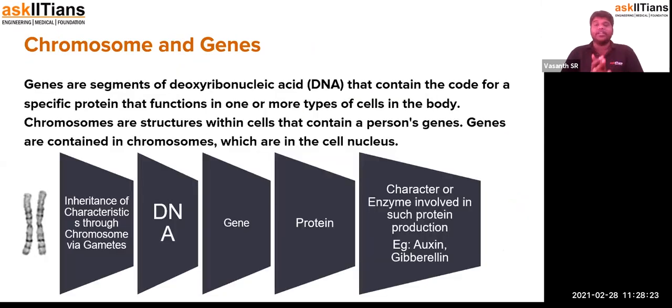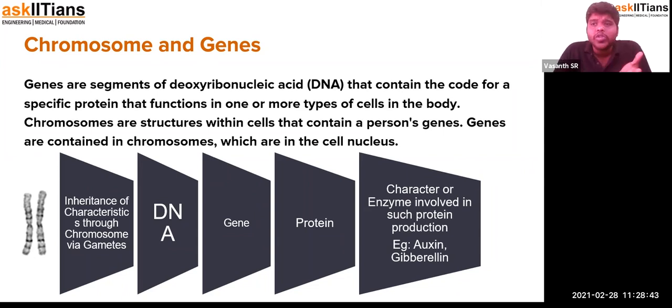So next part is we're going to study about chromosome and gene. So what's a chromosome? Chromosome is a complex structure. So what does this complex structure contain? This complex structure contains proteins and DNA, deoxyribonucleic acid. So these two are responsible for the formation of chromosomes.